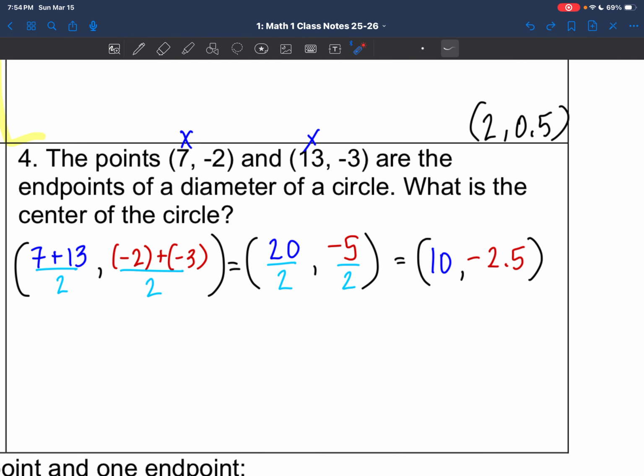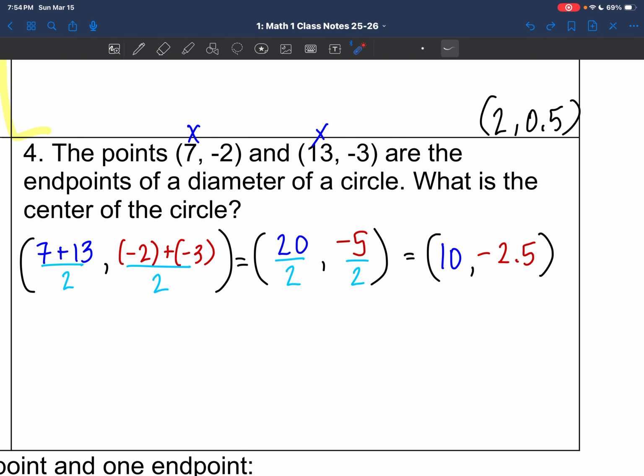Okay, now number 4 I'm going to do, because it's just how it's worded, it's a little different, but it's still the same process. We've got these points as the endpoints, and we want to know what's the center of the circle. So the diameter is the full length of the circle. So that's the diameter. So we want to know what the center is. So that's a fancy way of saying what is the midpoint.